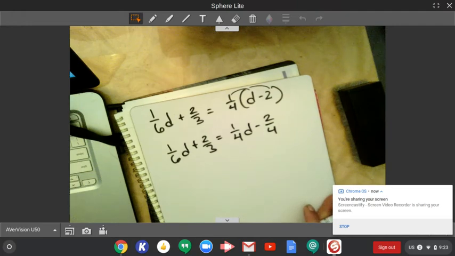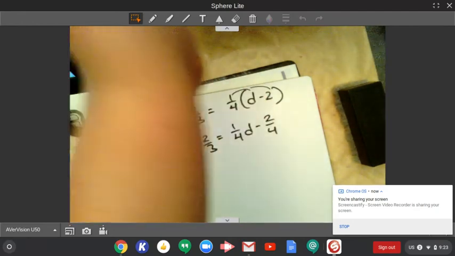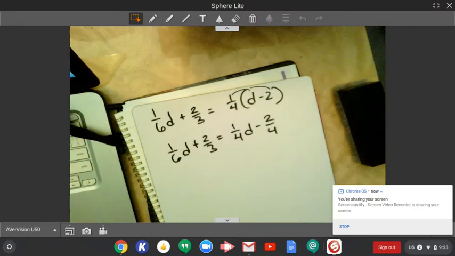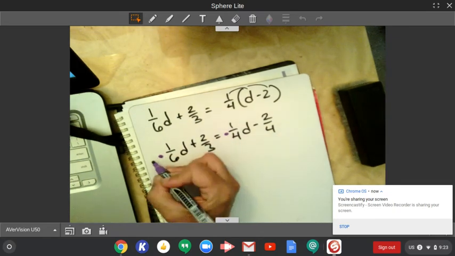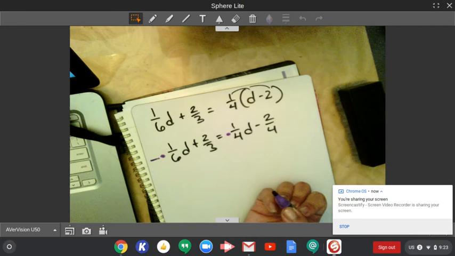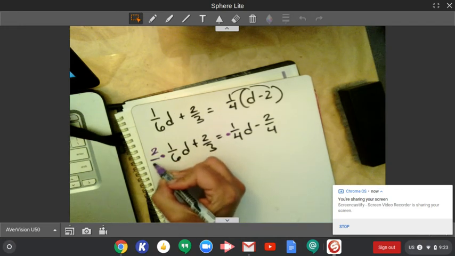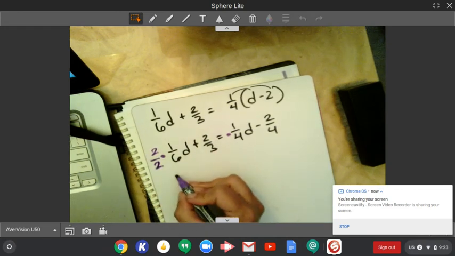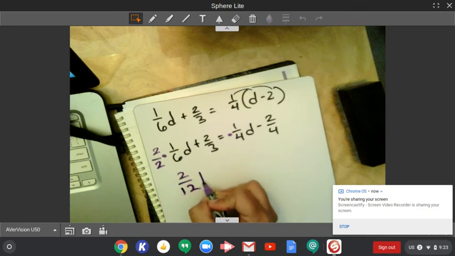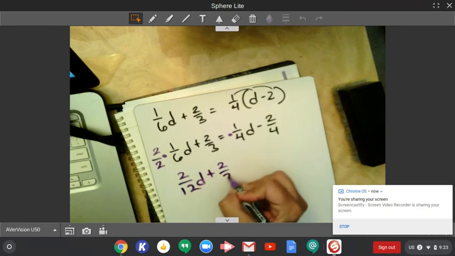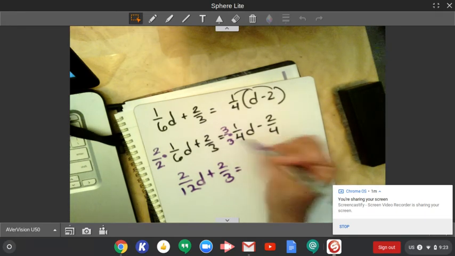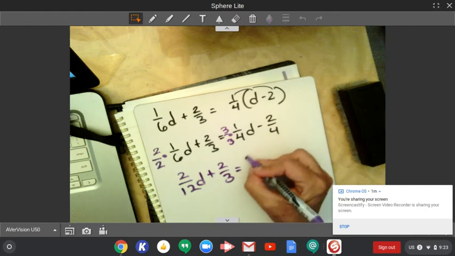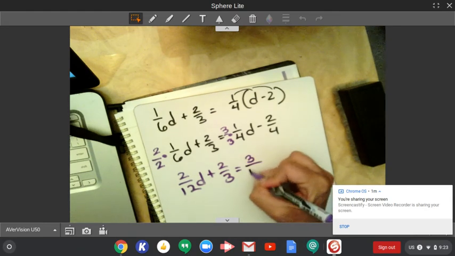Okay? Step 2, we want to find a common denominator so that we can combine our like terms. So I'm thinking I'm going to do 12. Okay, so I want to multiply 1/6 by 2 over 2, which is 1, and change that into 2/12. And I'm going to multiply this one by 3/3, which is 1. I'm going to change that into 3 over 12.